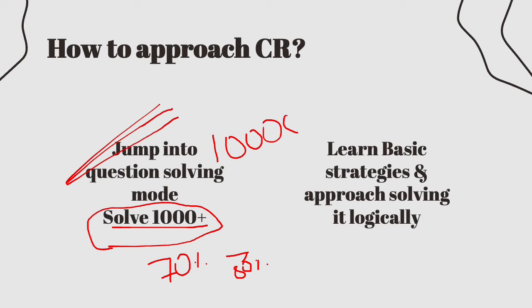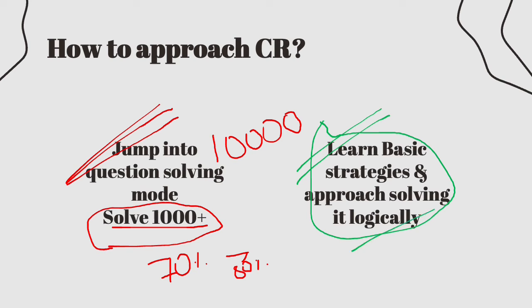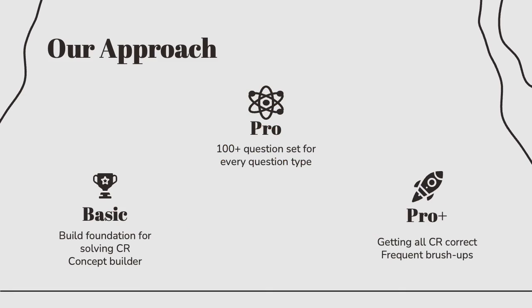But there is another approach that I recommend every one of my students follow. It is simple: learn the basic strategy for solving critical reasoning questions, and approach the entire critical reasoning preparation logically. That's what we are going to do. We are going to understand the basics, and then approach it in a more logical manner, because that's critical reasoning after all. This is our approach. We will start with the basics. This is a three-stage approach where we'll be building a foundation for solving critical reasoning questions, focusing on building concepts. That's it.